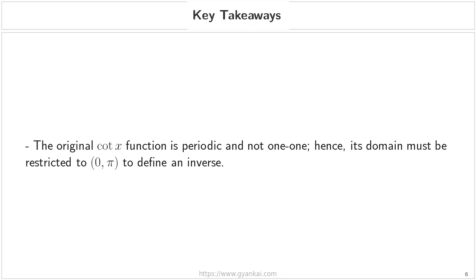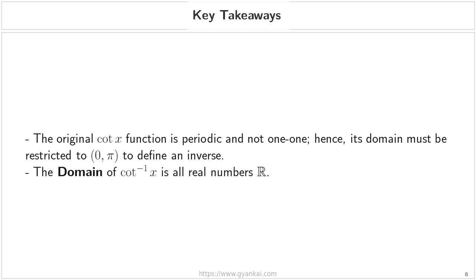Key takeaways. Now that we have worked through a practical example, let us summarize the key takeaways to ensure you have a solid grasp of the concept. First, recall our discussion on the nature of the original function. The original cotangent of x function is periodic, meaning it repeats its values and is therefore not one-to-one. Because of this, we must restrict its domain to the open interval from 0 to pi in order to define a valid inverse.